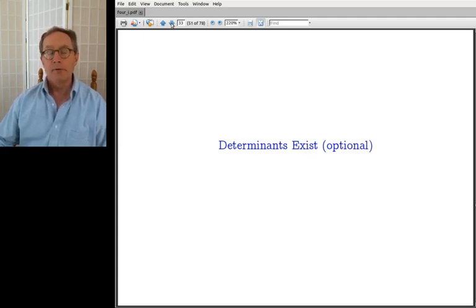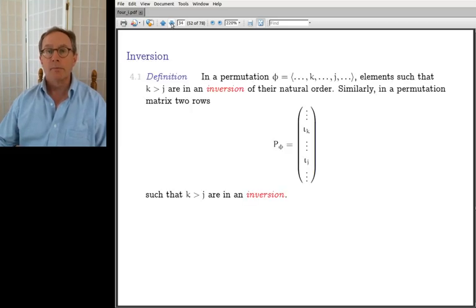Okay, so we're showing that determinants exist, and what remains to show is that the determinant of a permutation matrix is well defined. In order to show that, what we've got to do is come up with a way to calculate it. And so here's the way to calculate it.